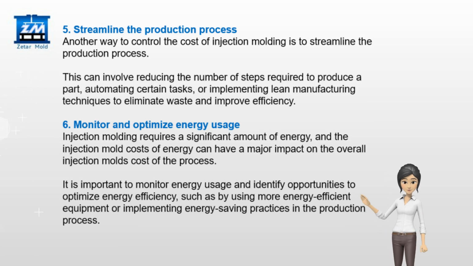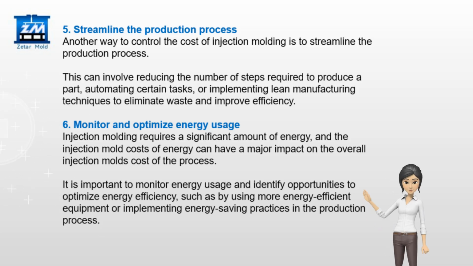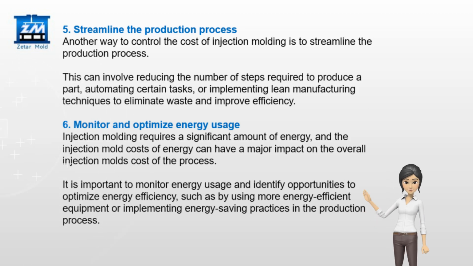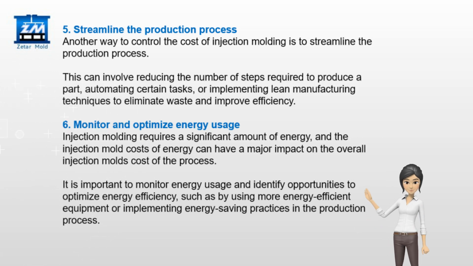5. Streamline the production process. Another way to control the cost of injection molding is to streamline the production process. This can involve reducing the number of steps required to produce a part, automating certain tasks, or implementing lean manufacturing techniques to eliminate waste and improve efficiency.